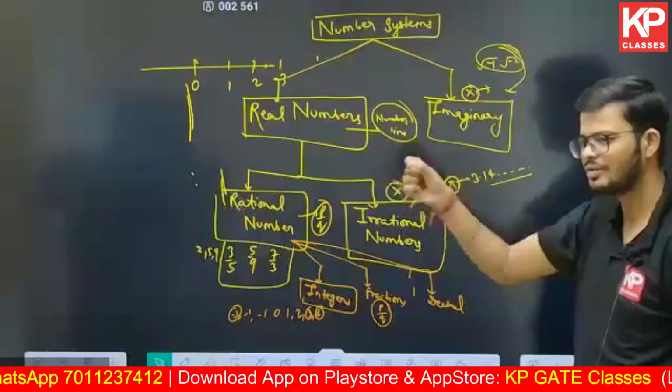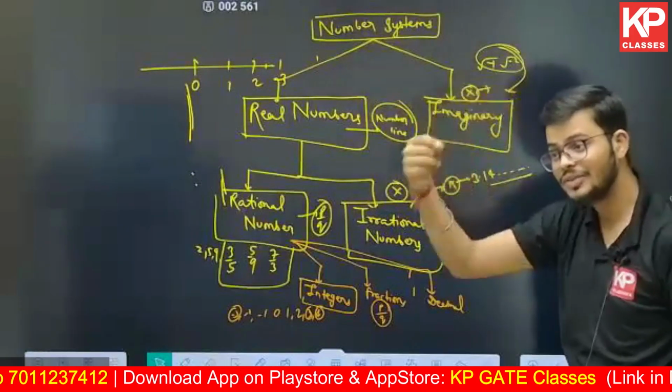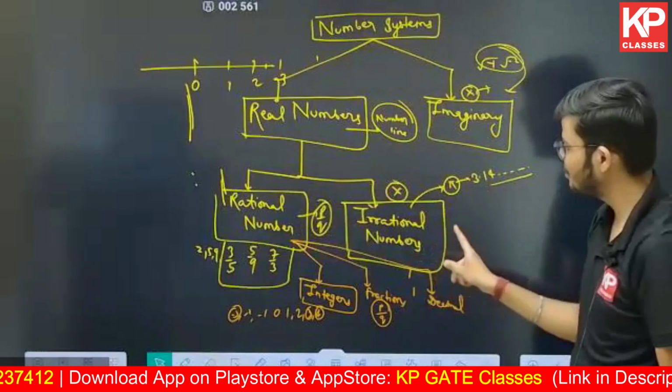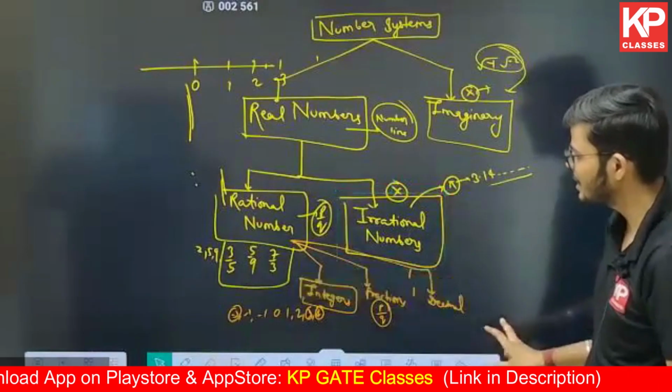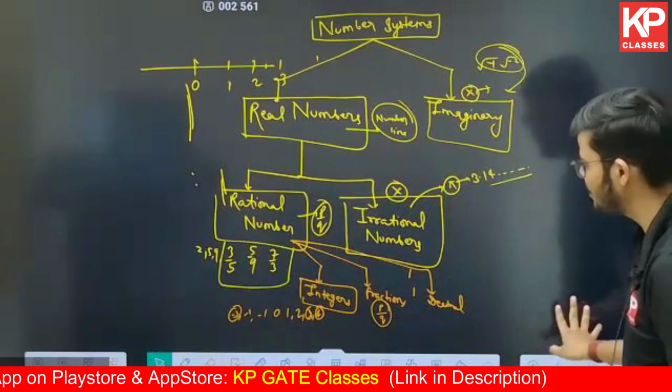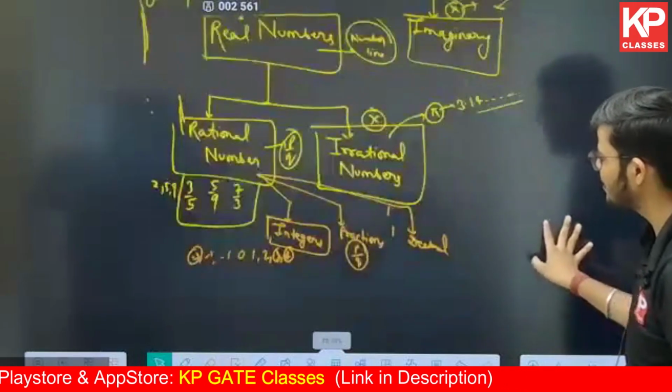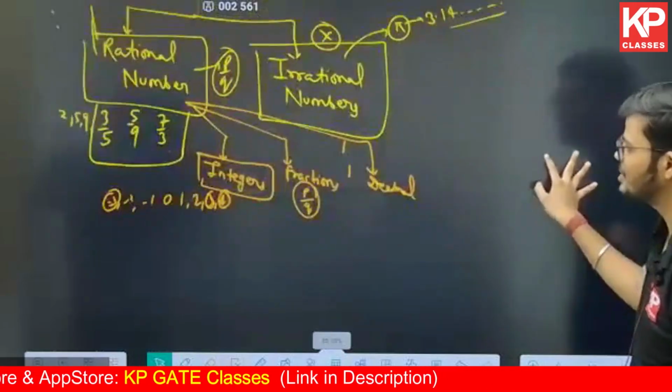But if I'm saying 3.1497321, and this is a continuous process, then that will be an example of an irrational number. Then after that, these rational numbers are divided into three parts, which are going to be your integers, then your fractions, and then your decimals.